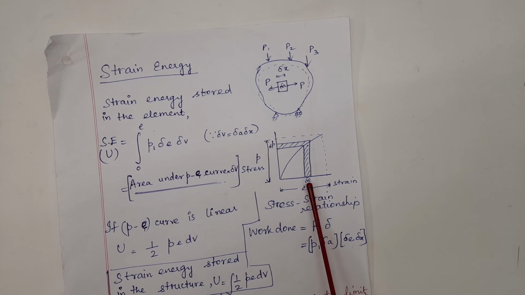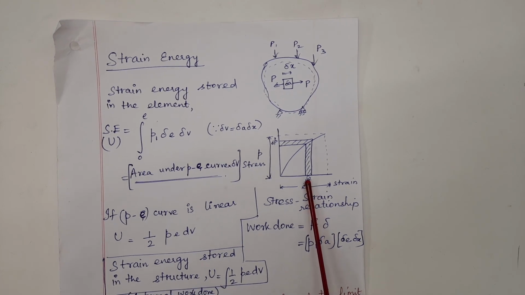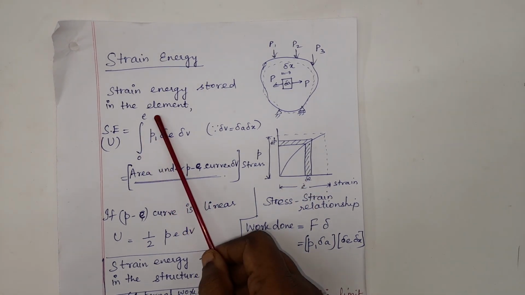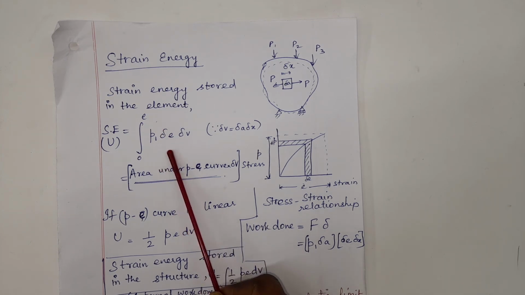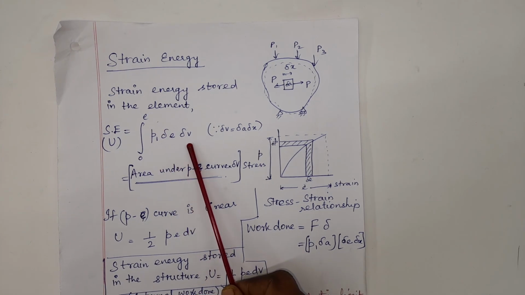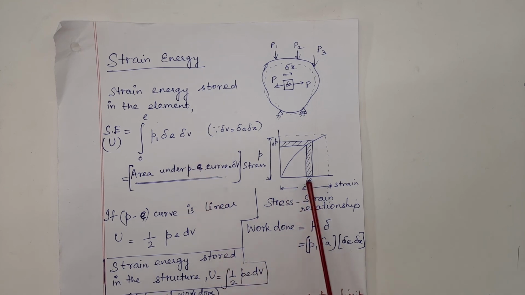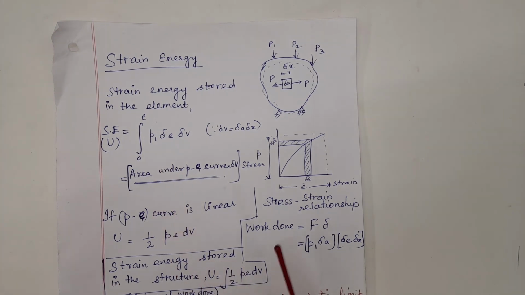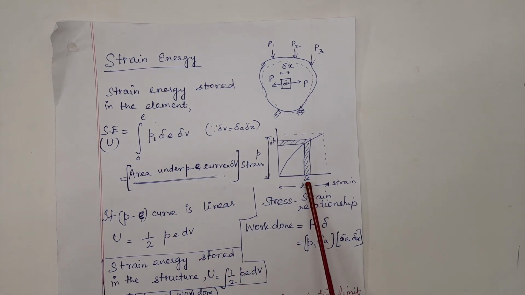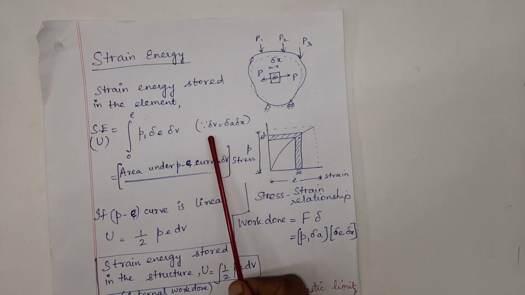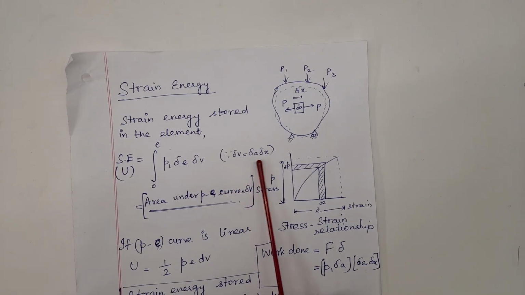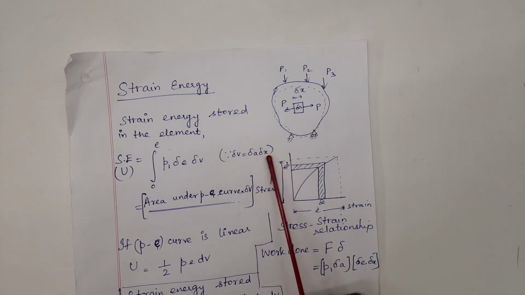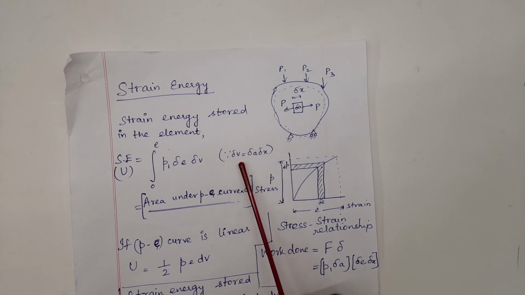Strain energy in the small element has to be determined. It is given as integral 0 to E of the stress in the small element into the strain in the element into the volumetric strain. Here let me take small p as the stress. P1 denotes one element. Delta E is the strain in the small element. Here I can write delta V as delta A into delta X. Delta A is the area and delta X is the length, so delta V can be replaced as delta A into delta X.